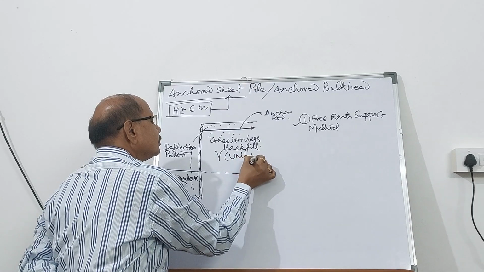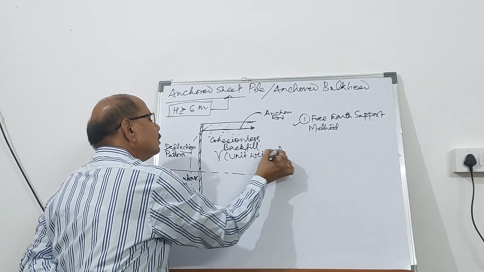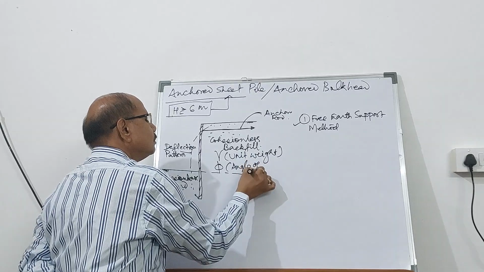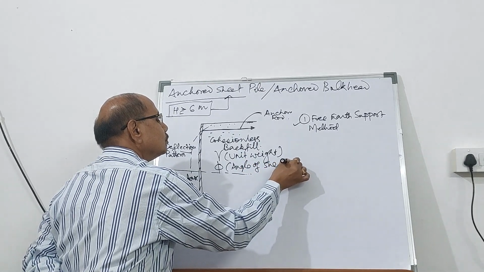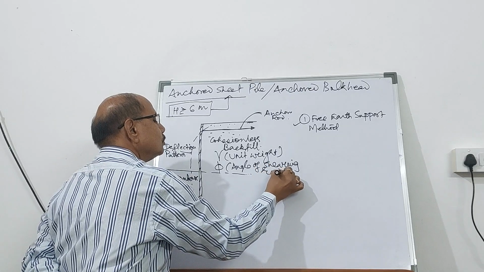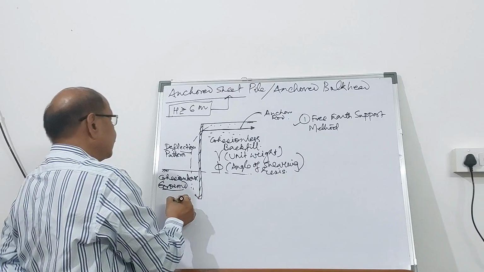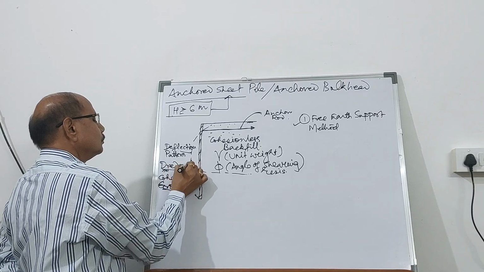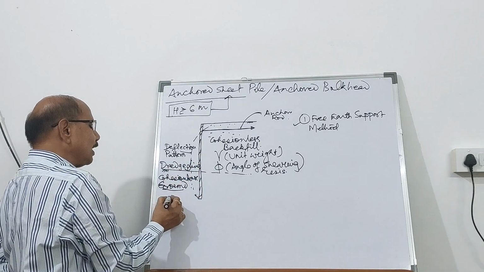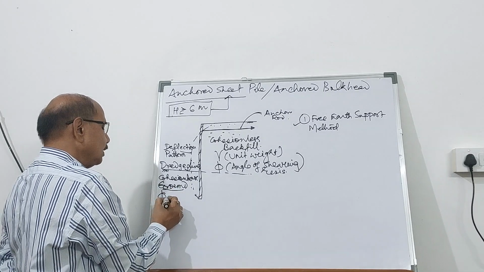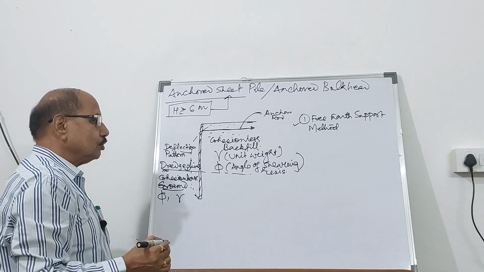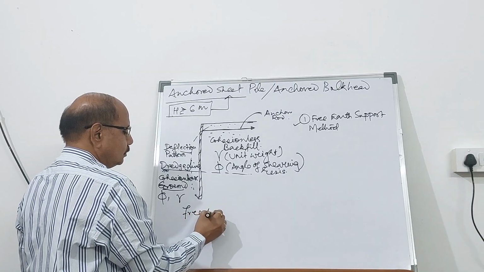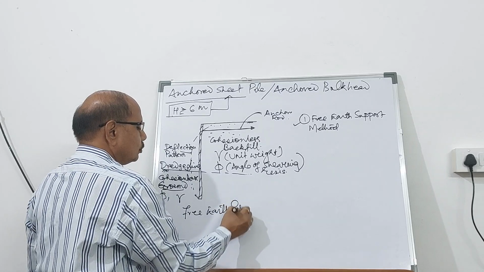So that is required, and another is phi. That is called angle of shearing resistance. And here, below the dredge line, and below the dredge line, the properties phi as well as gamma both are known to you. So we are interested by using free earth support method.